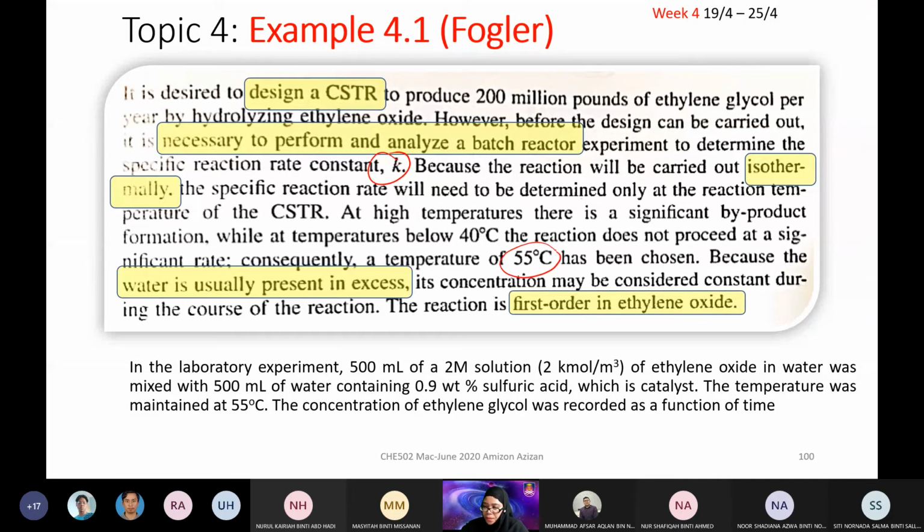The water is usually present in excess, so its concentration may be considered constant during the course of reaction. In real life, no one will tell you this; you have to know this on your own. When it's in excess, we consider it constant, simplifying the equation. So it's first order in ethylene oxide. No one will tell you this either; you have to determine it yourself. So it's first order, given from this question.